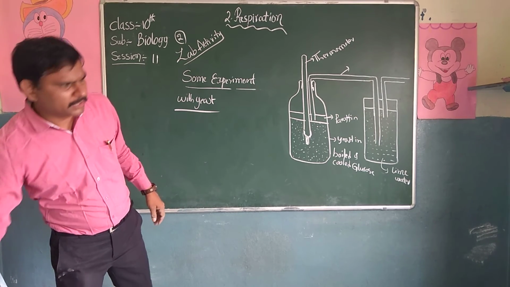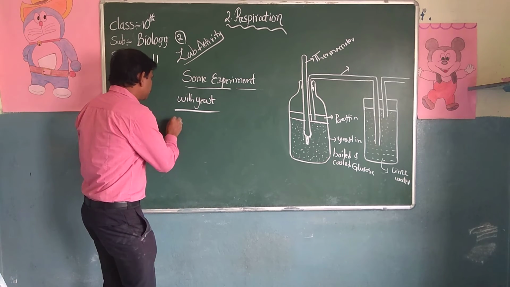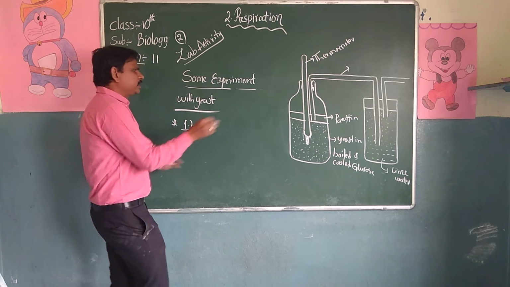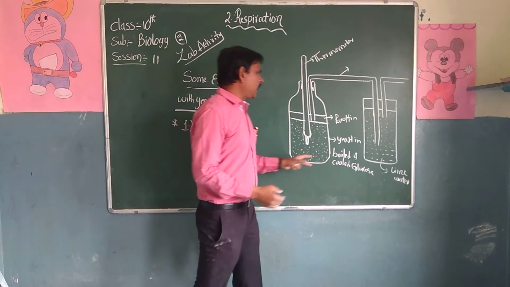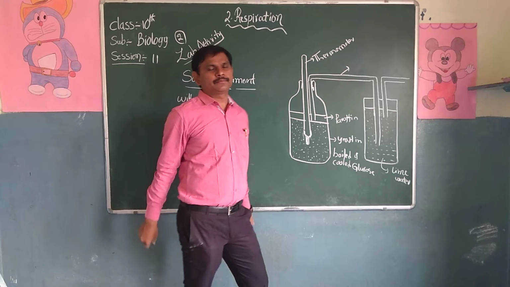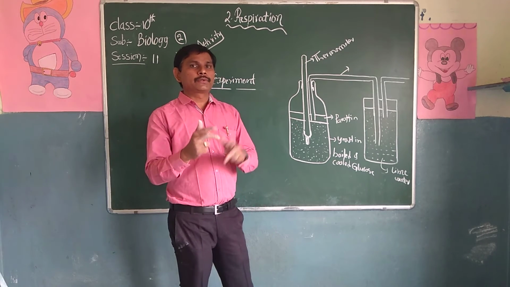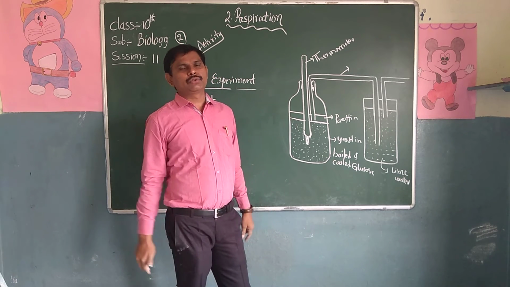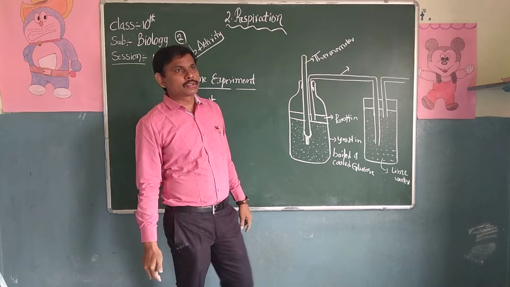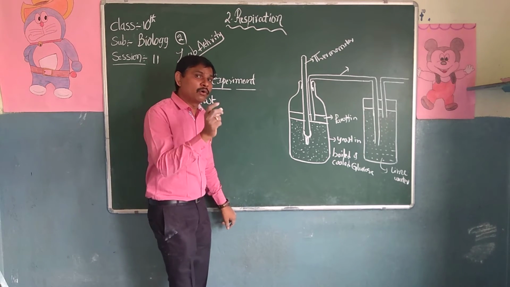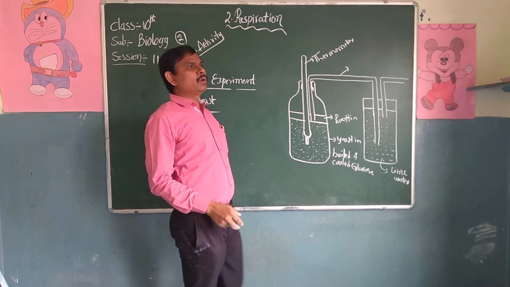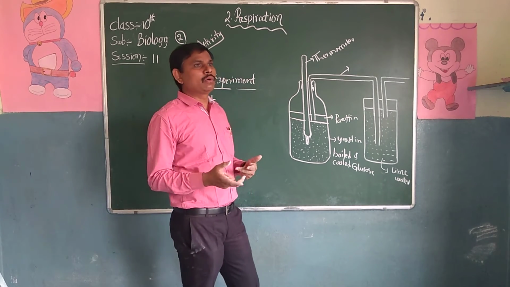Come to the explanation, the procedure. Set up the experiment like this. Take the glucose first. We have to boil it. Then cool it without shaking. Take the glucose, we have to boil the glucose.